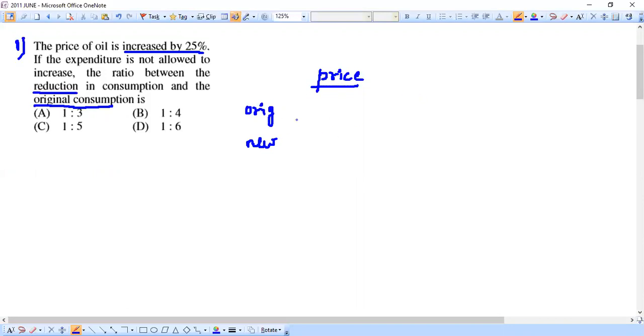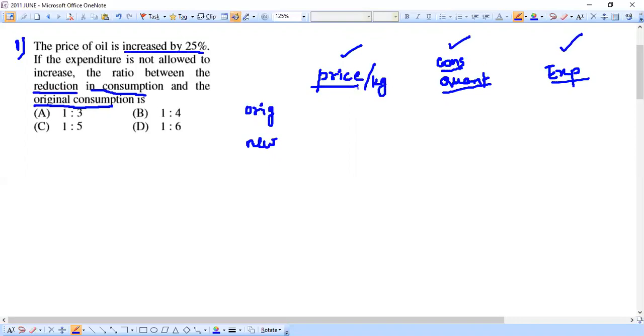So original, new, and price. We will have it even more precisely: price of the oil per kg. Why per kg? Because this problem is dealing with consumption also. Consumption in the sense of how much quantity is purchased. So I will write here consumption, or we can even term it as how many kg, that means the quantity. And next is the expenditure. With these values we'll be able to compare and then get the answer. Remember, we first care about the price per kg, then quantity, and then expenditure.